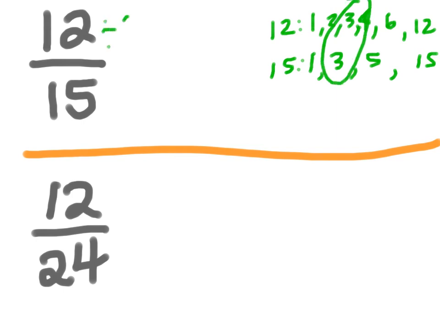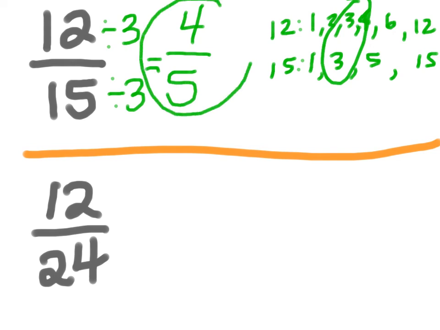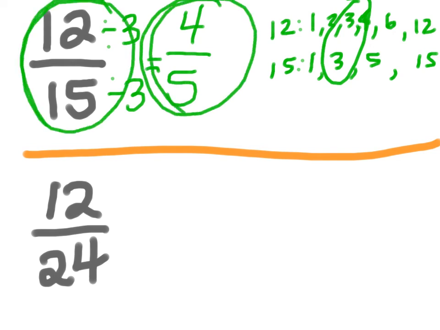So I'm going to divide each of them by 3. 12 divided by 3 is 4, and 15 divided by 3 is 5. So if you got 4/5 is equivalent to 12/15, you are absolutely correct. Okay, let's see what we can do with 12/24.